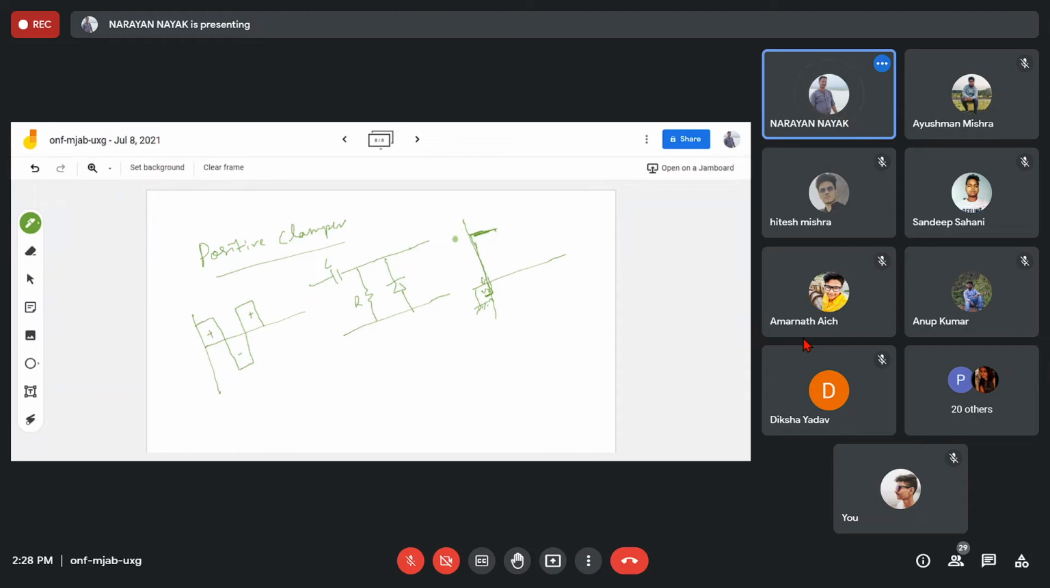Can anyone tell me how much it will reach? It will reach your plus V, and this is your minus V, so the total is your 2V. Clear? So how much will it reach? Yes, anyone tell me?